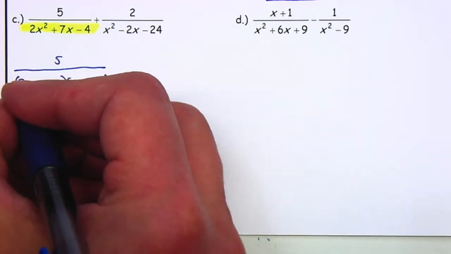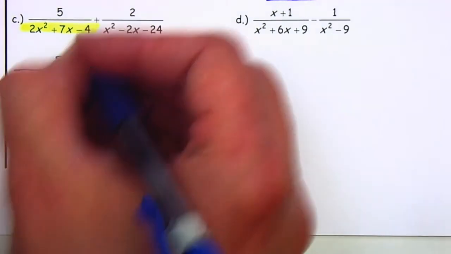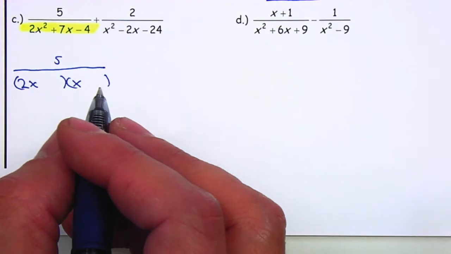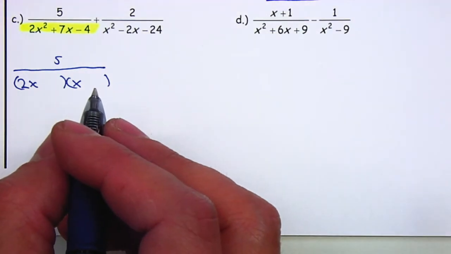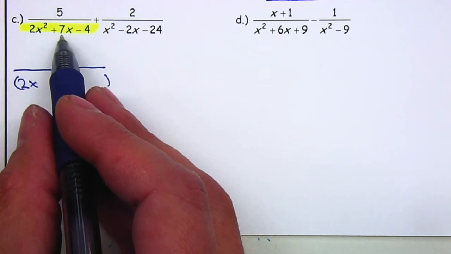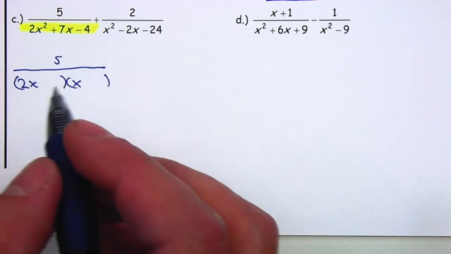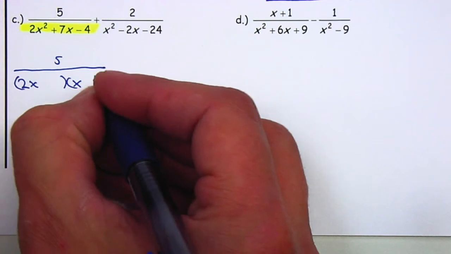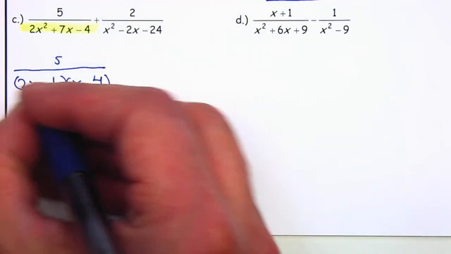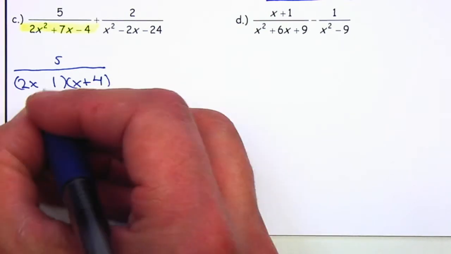Factors of 2x squared are 2x and x. Factors of 4 are 2 and 2, 4 and 1. I need to end up with a 7. One of them has to be negative, the other one has to be positive. So I'm going to place my 4 in here. That'll give me 8 minus 1, which gives me 7. I need positive, so I'll be positive and negative.